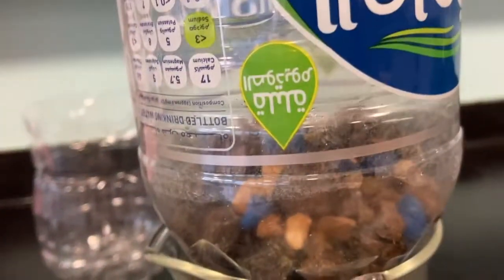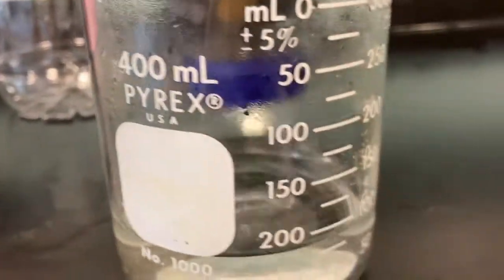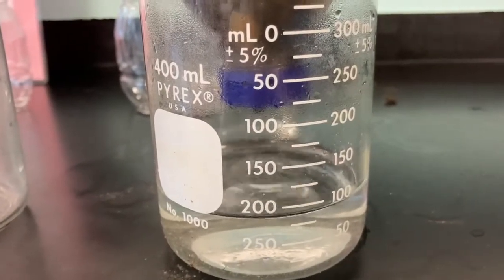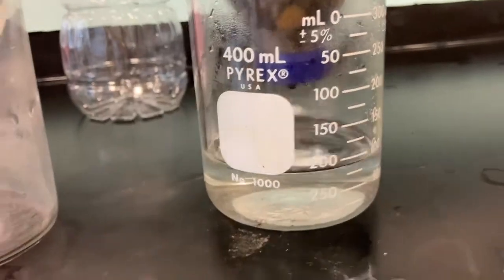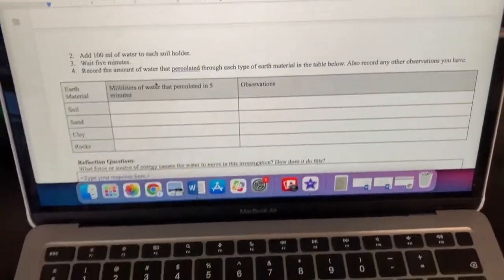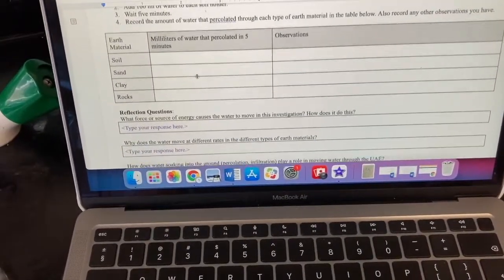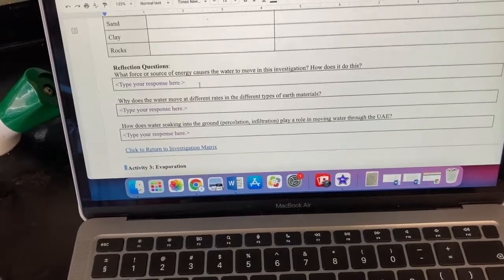And then here's the rocks. Some still dripping, but we've got about maybe 85 milliliters or 90 milliliters of water has traveled through. Okay, so you wanna make sure you've got some general observations and that you've recorded the milliliters of water in the table, and then answer the 3 reflection questions.